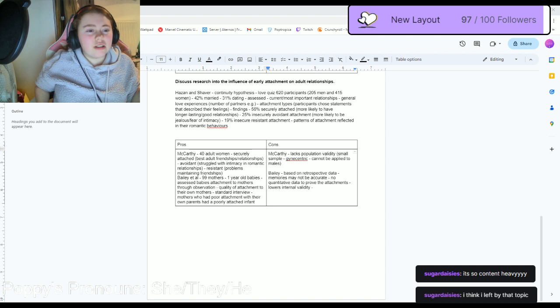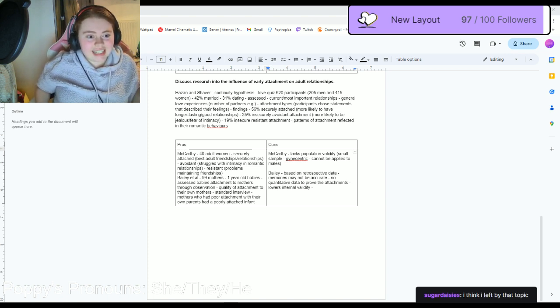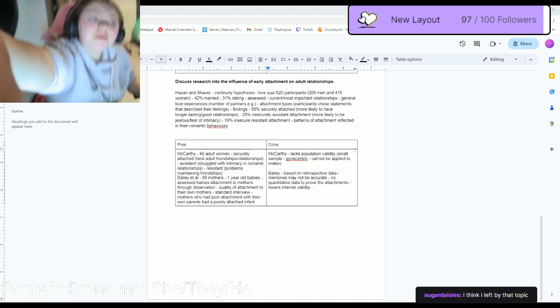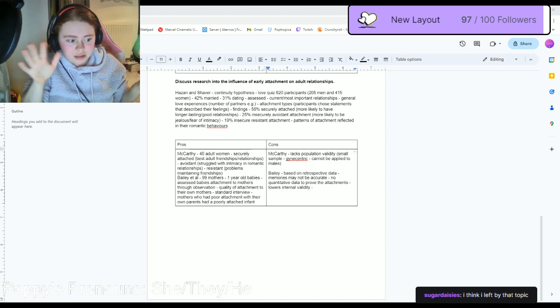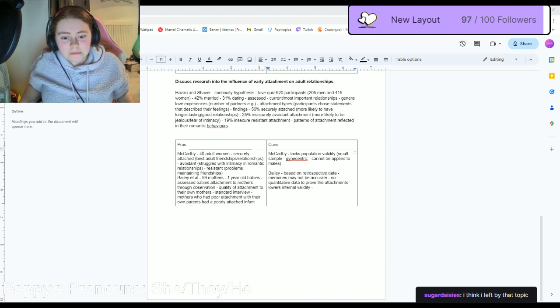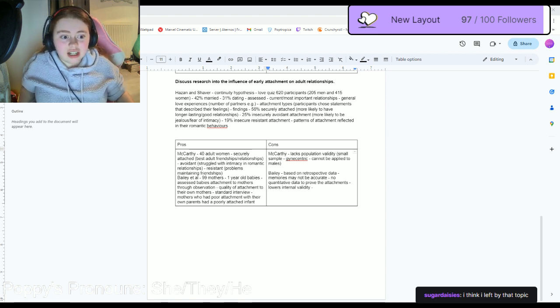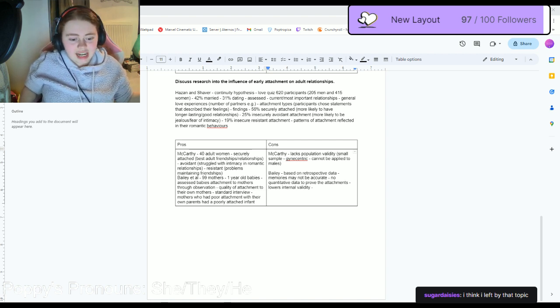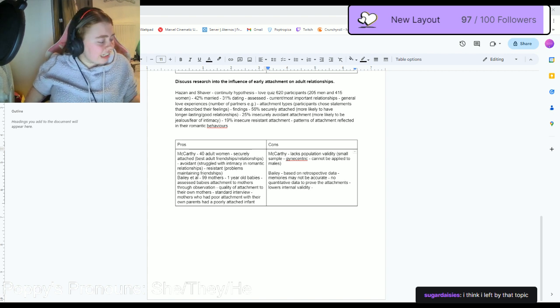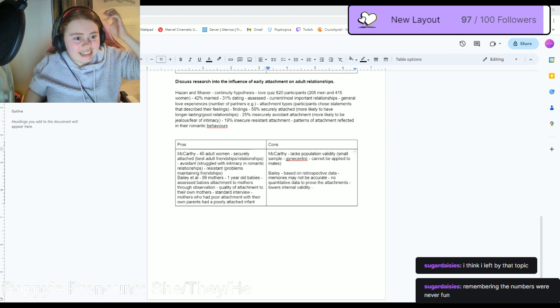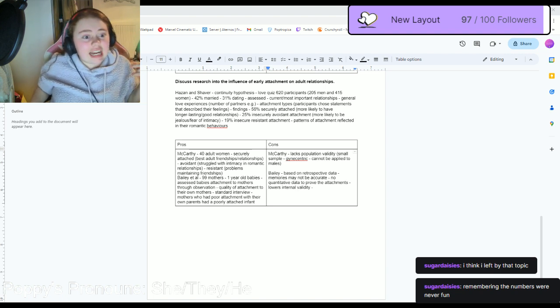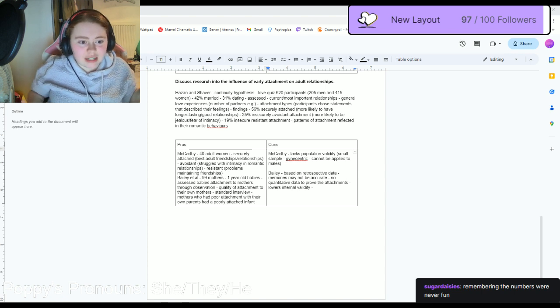There are a few other pieces of research I do kind of remember, for example cultural variations in attachment. I'm kind of alright there. It's just the percentages. I'm not good with research at all. I think it's researchers' names and the percentages. Remembering the numbers was never fun. I can easily describe what the studies were about, but the names and percentages I always get wrong.